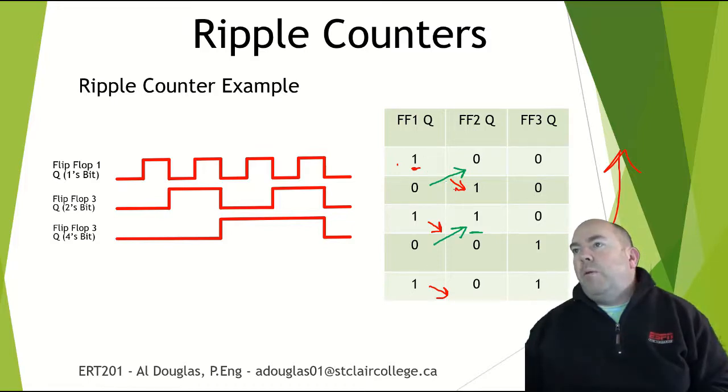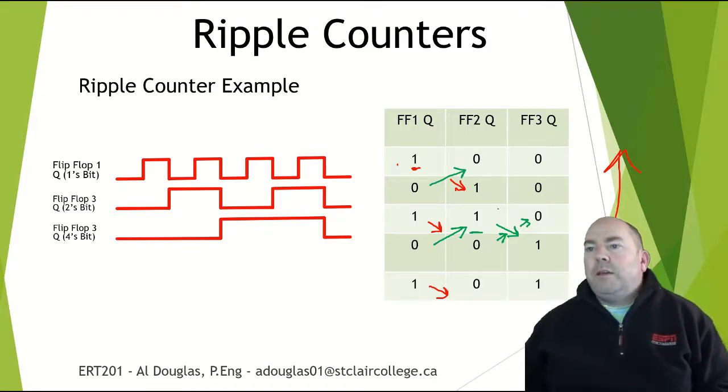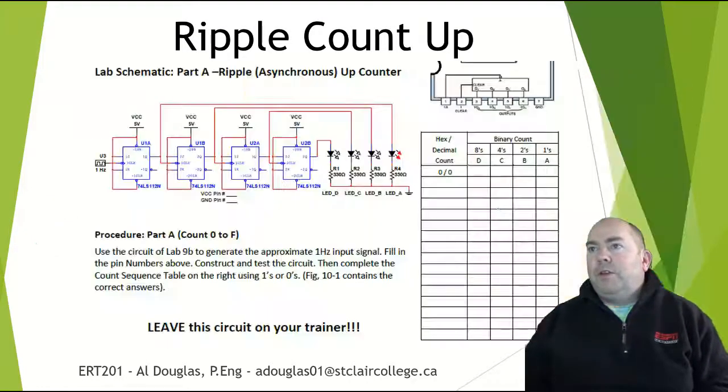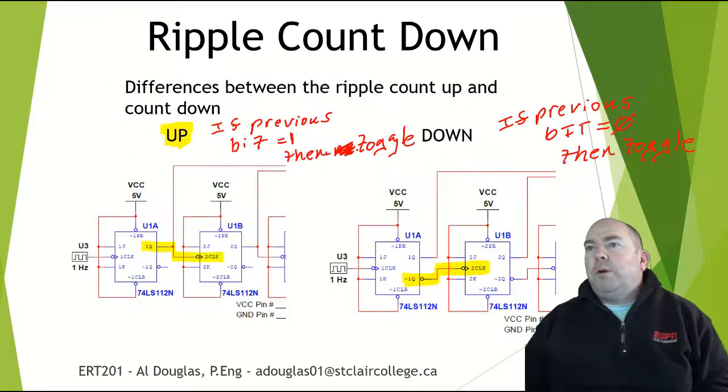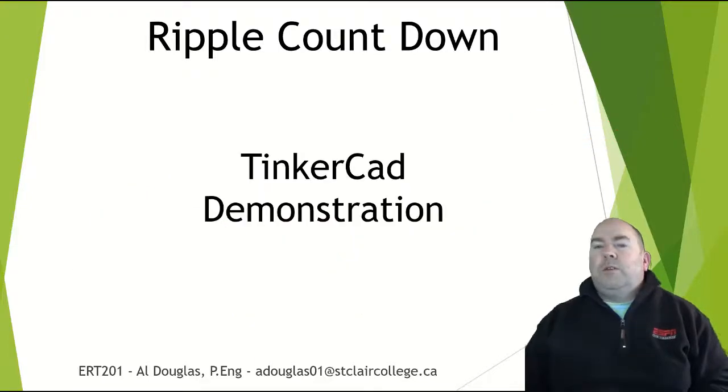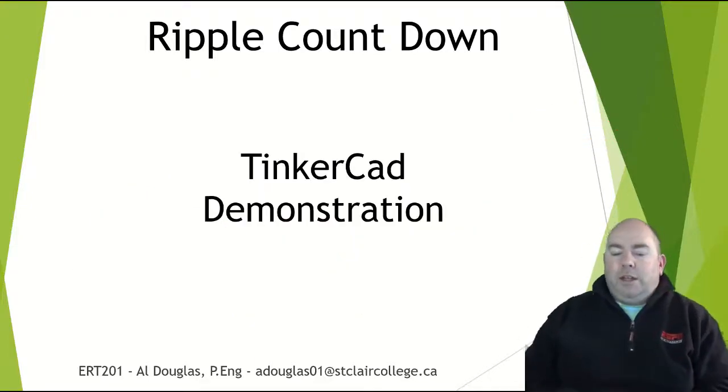So on the way up, a 1 indicates transition on the previous bit. First time we get a 1, we get a transition. On the way down, that's when we get a 0, and we get the transition. Okay, so that is the difference between the ripple count up and ripple count down. So let's demonstrate that in TinkerCAD.